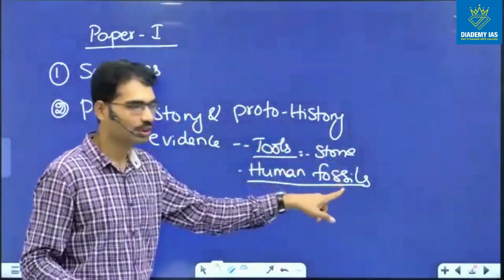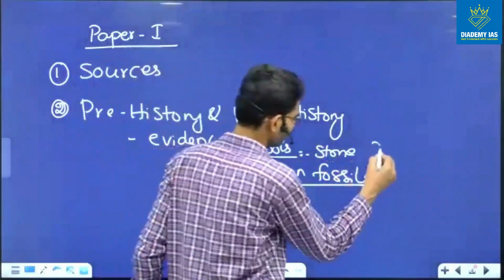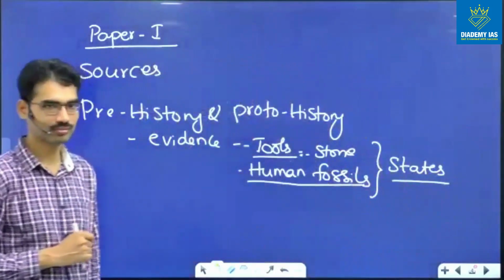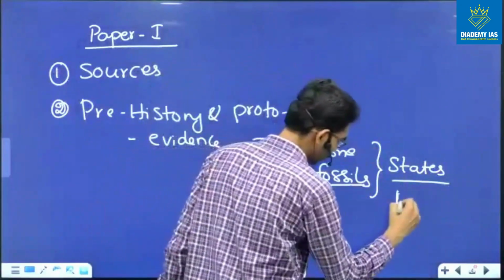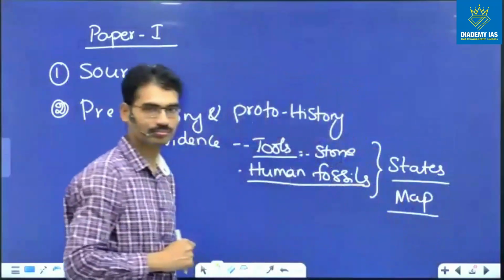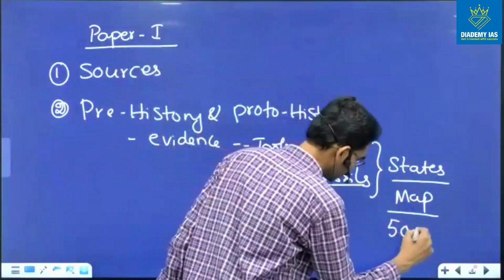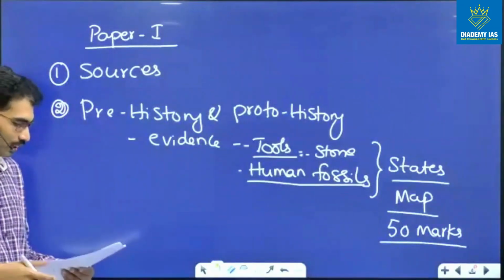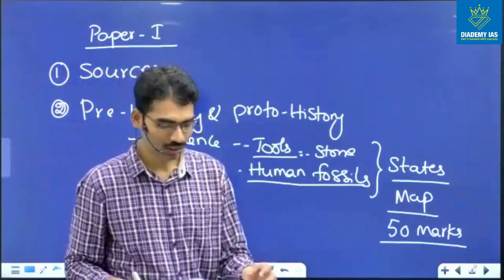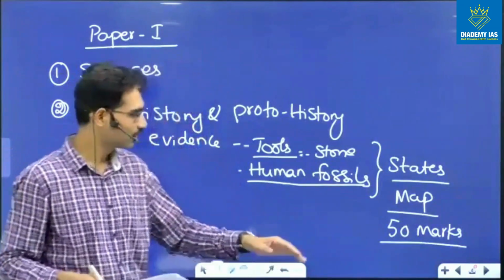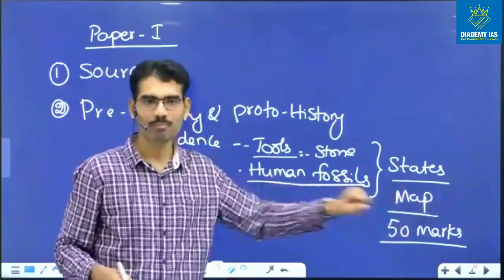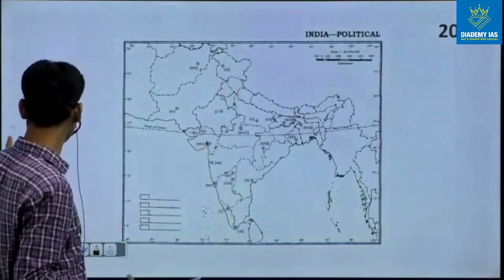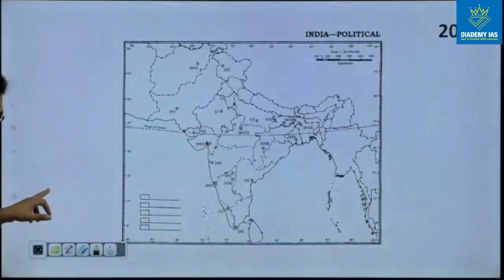These stone tools and human fossils, we need to identify in which states we got the evidence. In this process, we cover so many map locations. These locations are worth 50 marks itself. So when it comes to prehistory and proto-history, instead of questions, they ask more of the map location. If we go here, you can see. Can you open the PYQ book?